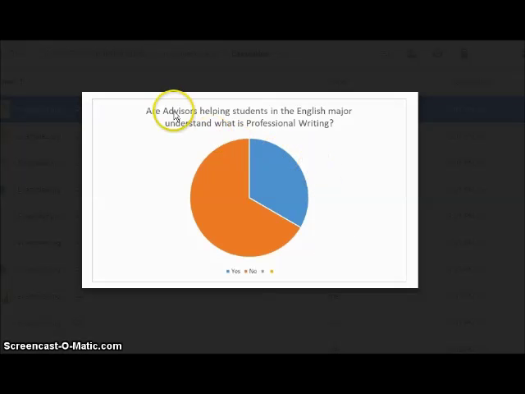Okay, so here's another example. Are advisors helping students in the English major understand what is professional writing? Okay, a good question. But is it one that needs a chart based on these responses? So first of all, there's no labeling, so we don't even know what the responses are or how many people responded. We don't know what the total number of responses was, we don't know what this represents. We know that this is yes, we know that this is no, but we don't know. This could be 1 person, this could be 3 people. We don't know.